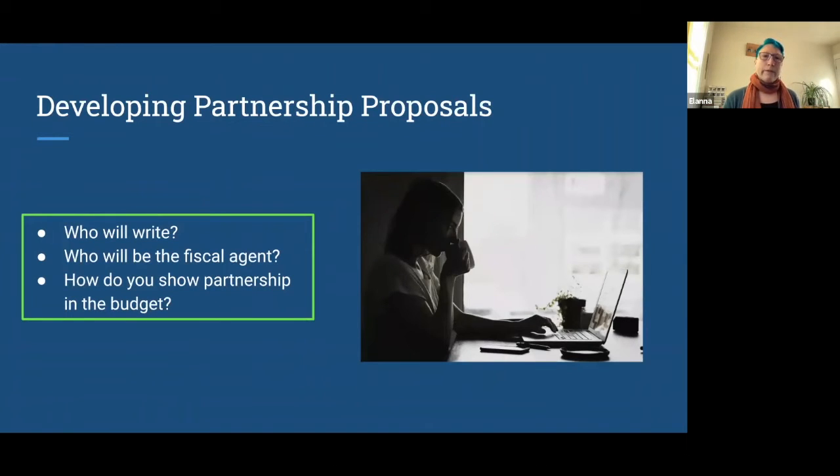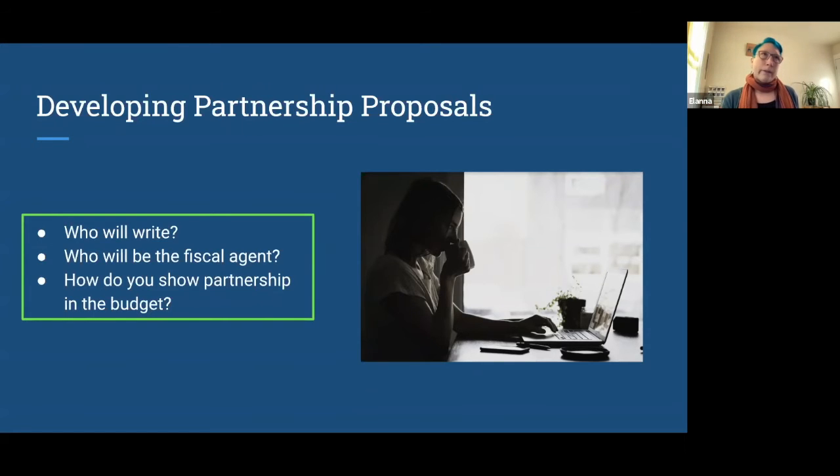So how do you develop your partnership proposals? You want to think about who is going to do the writing. Be very clear about who is going to be doing the writing that will be submitted and will be used in order to communicate, so that you have consistency. So who will be the fiscal agent? If you're working on a project together with a partner in your community, then make sure it's very clear who is taking care of the financial aspects.